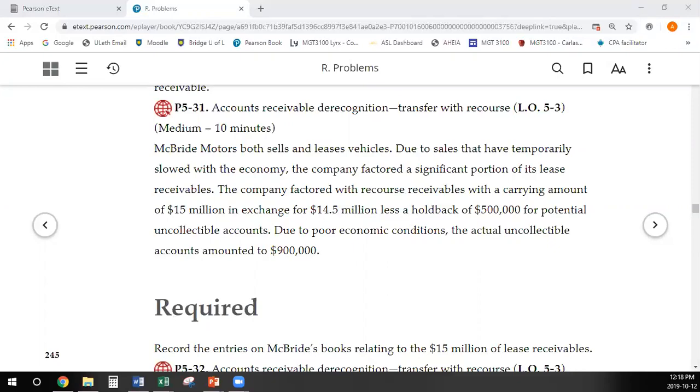So this is an example of factoring accounts receivables with recourse, which is discussed on pages 219 to 221.